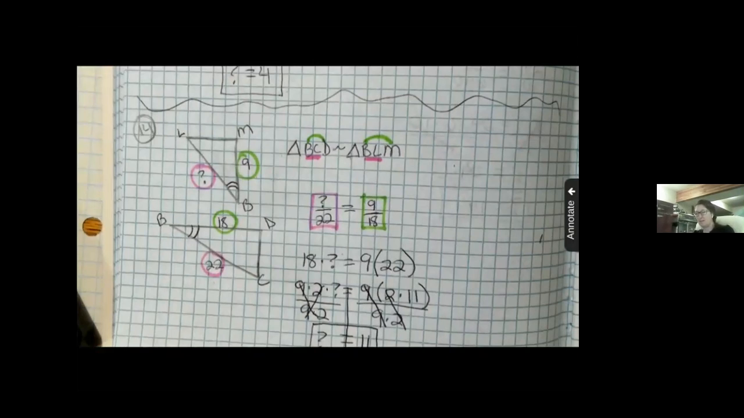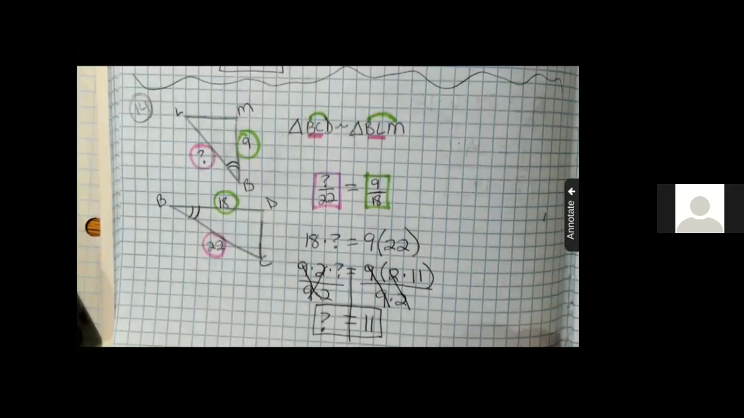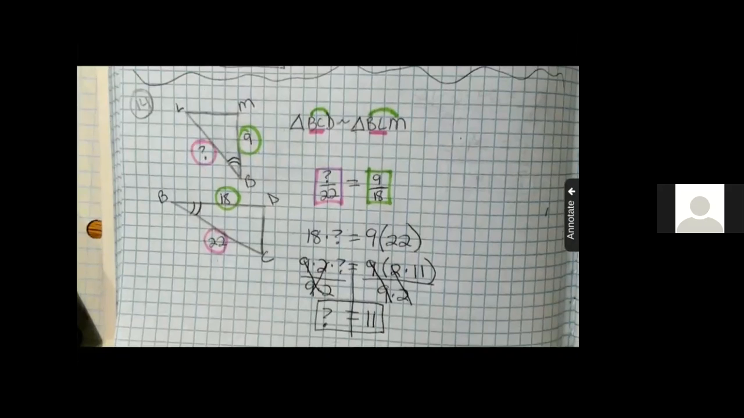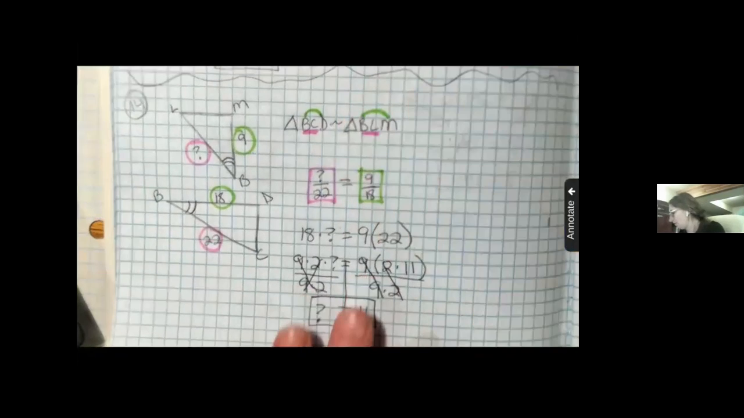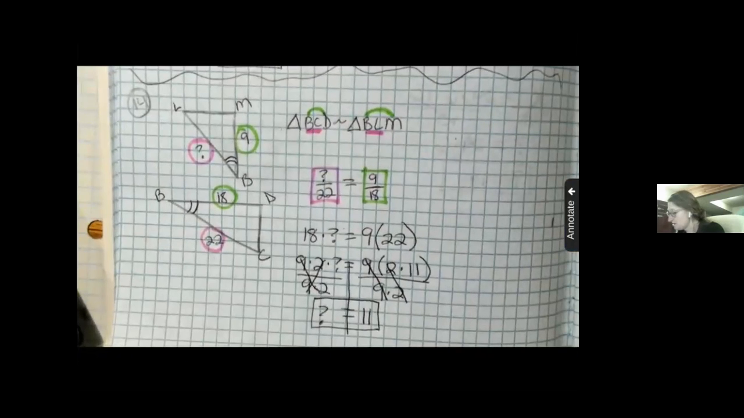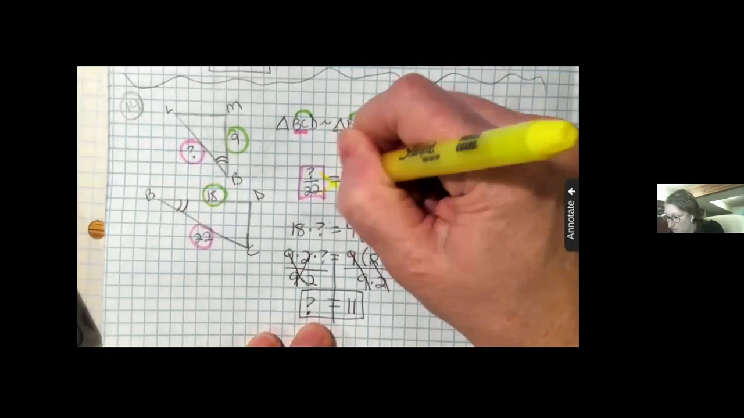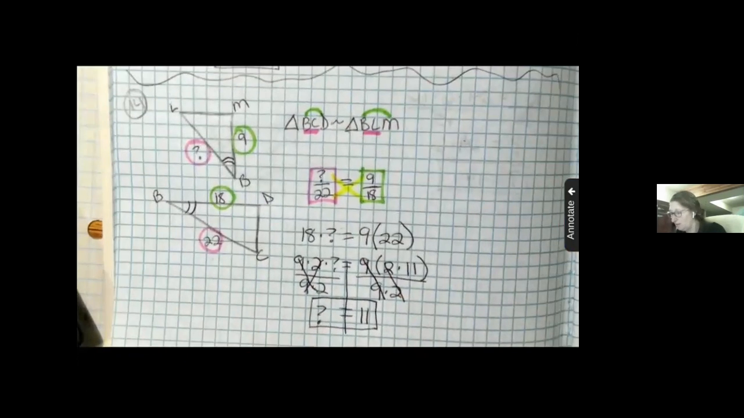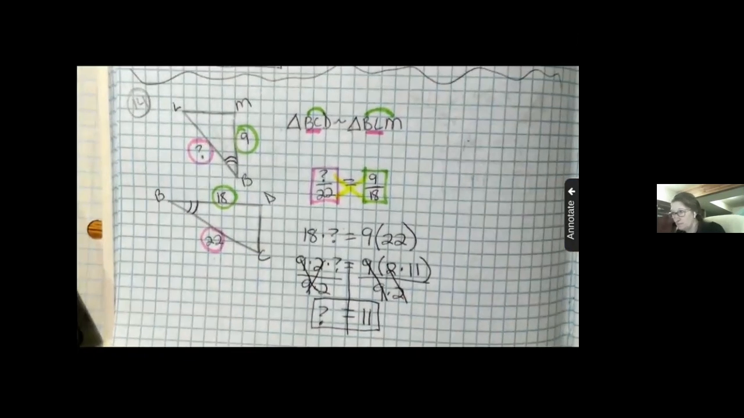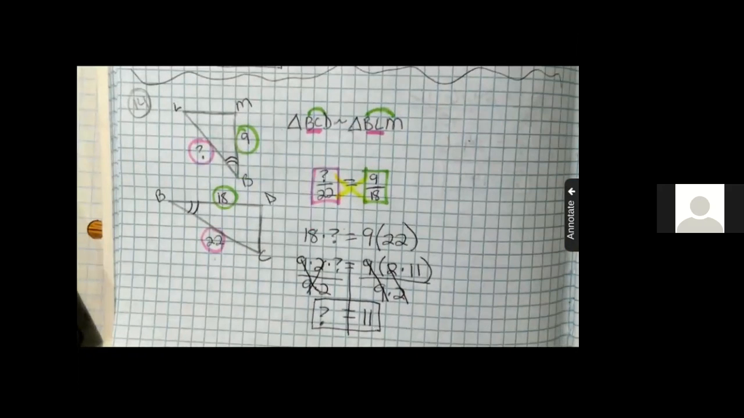Proportion. Is that right? Am I saying that right, Mr. Rivas? Yes. How did you know to put the 9 with the 18 and the question mark with the 22? Okay, let me see if I can show you this. We cross multiply. That's how we do it all the time. Yeah, but how did you know that the 22 was supposed to go with the question mark?